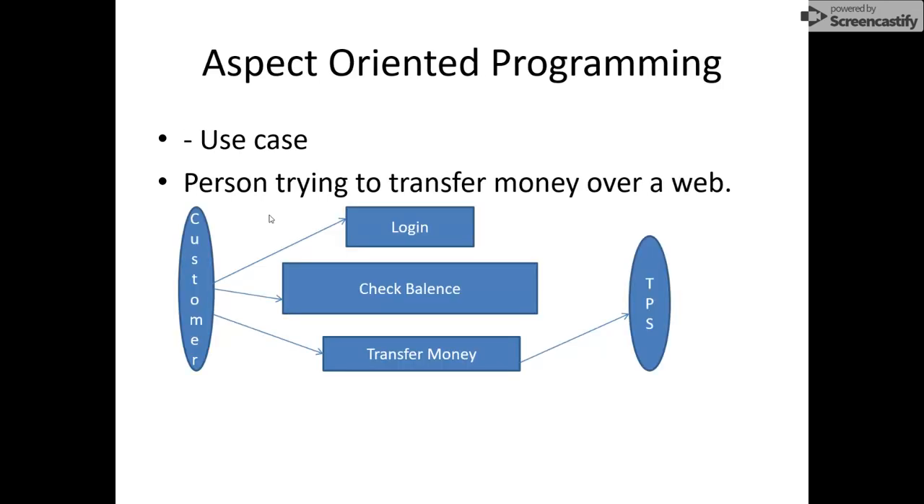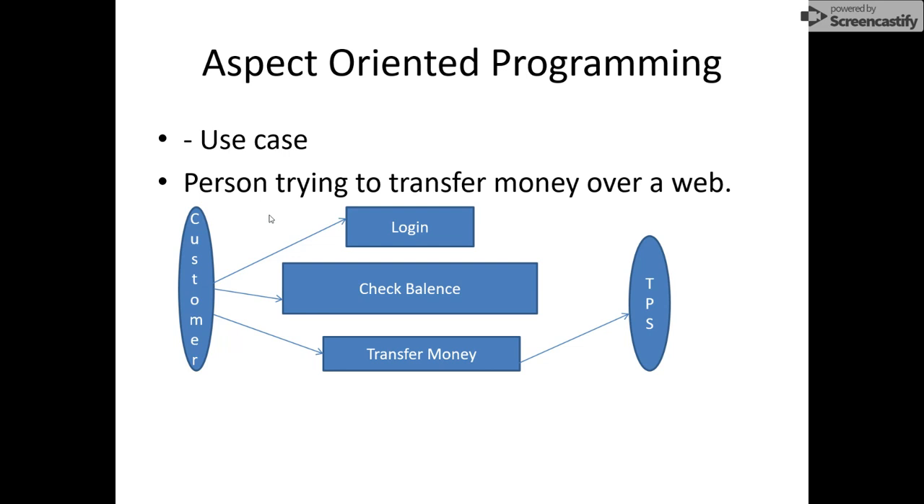Here we can see on the left side is the customer, on the right side is the transaction processing system. There is the login, and you have check balance and transfer money for the bank. So the customer tries to log into the bank, looks at his balance, and transfers his money. A transfer processing system runs in the background where the person is a customer of the bank who tries to transfer the money over the web.